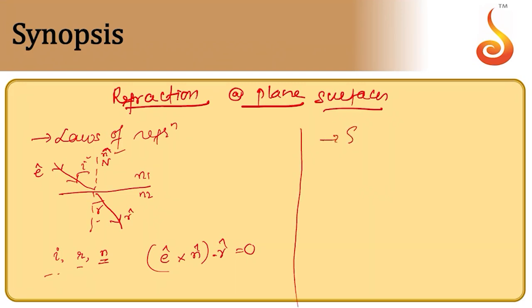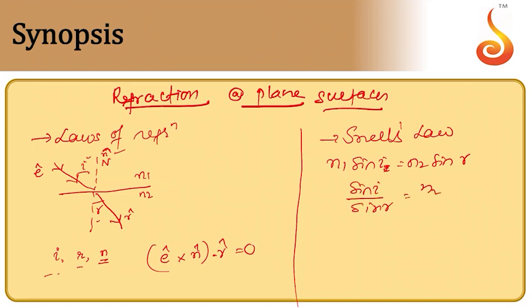Another law which is quite useful is Snell's law, according to which n1 sin i is equal to n2 sin r. Or we can write sin i divided by sin r is equal to n2 by n1, that is, the refractive index of the second medium with respect to that of the first medium. This is also written as 1n2.